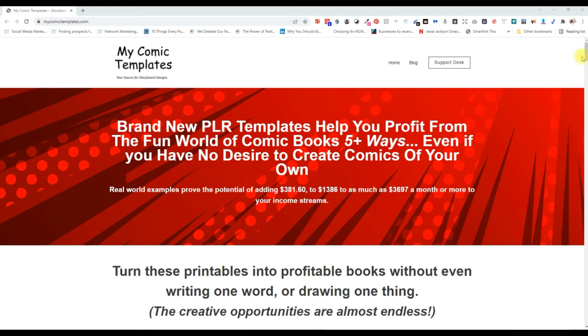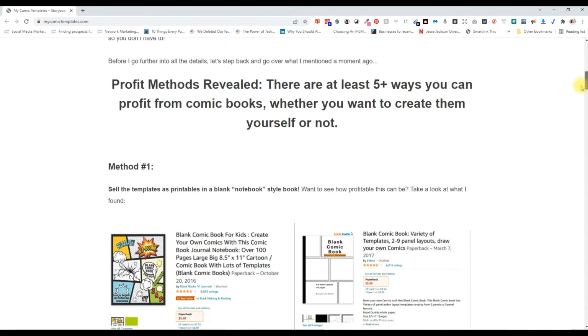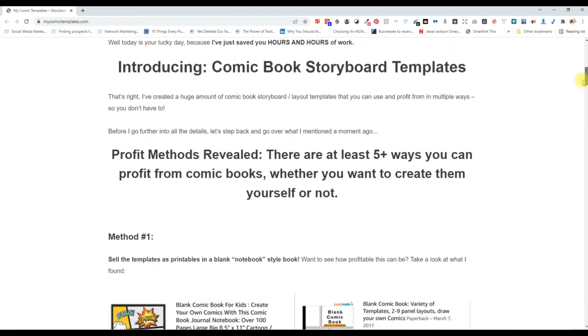All right. So we're looking here at the sales page, and Amber's talking about the different ways to use this. Now, they're comic book story templates, and before you run away, you don't have to draw or write anything to be able to use these or to profit from them. So she has given us 5 different ways that you can use these templates. And then I have some other ideas for you.